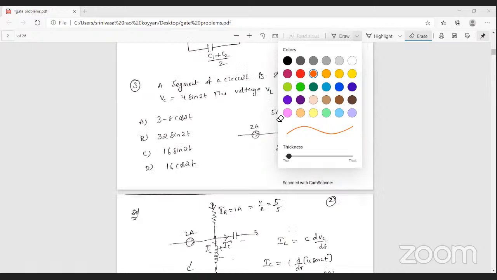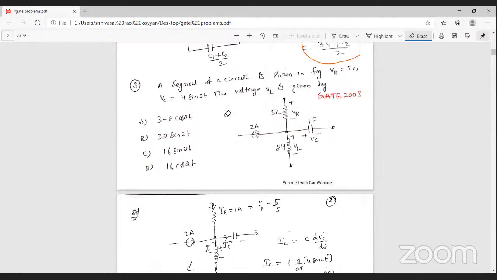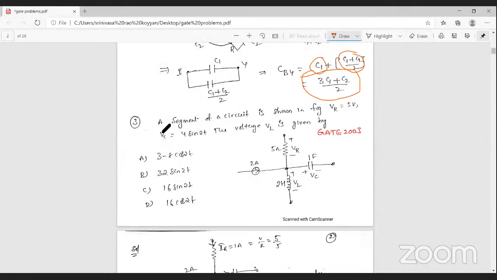The next one. The third sum is a segment of a circuit shown in the figure. The resistor voltage VR is equal to 5 volts and the capacitor voltage is 4 sin 2t. Then find out the voltage VL across the inductor from this network.